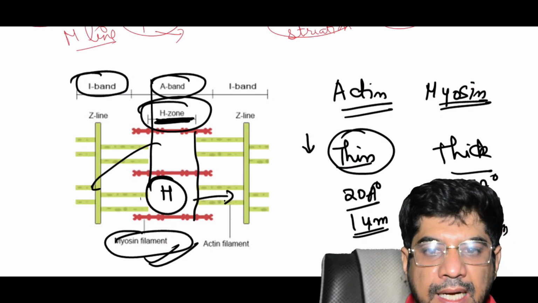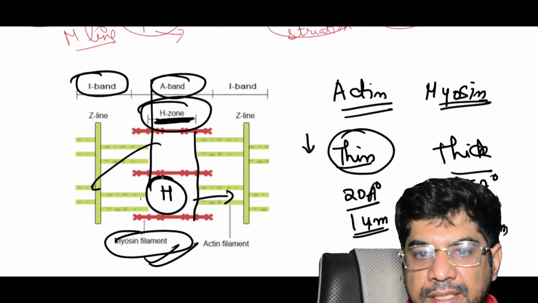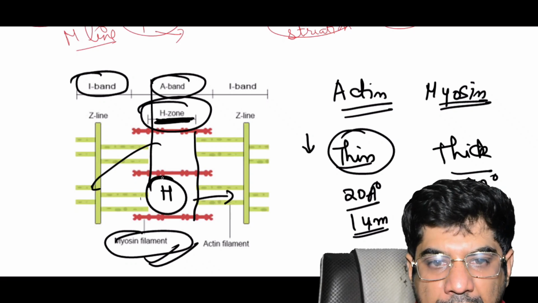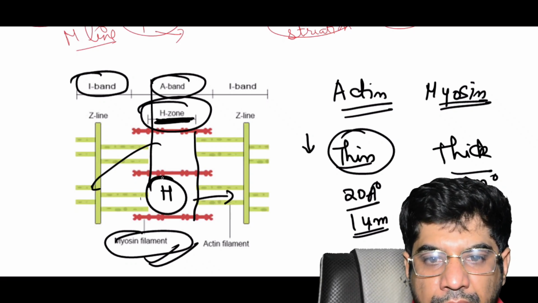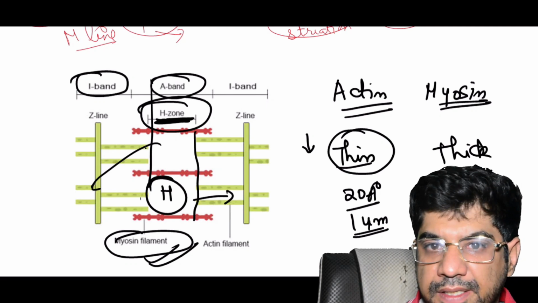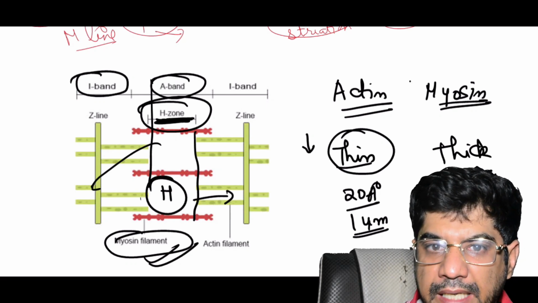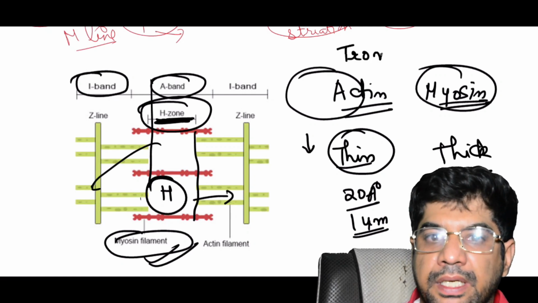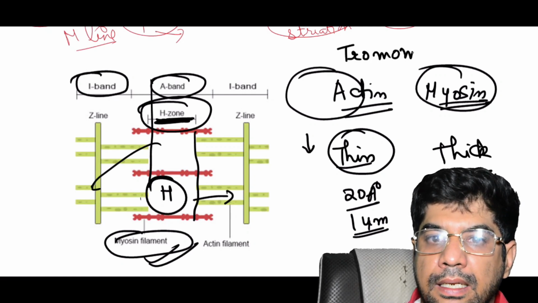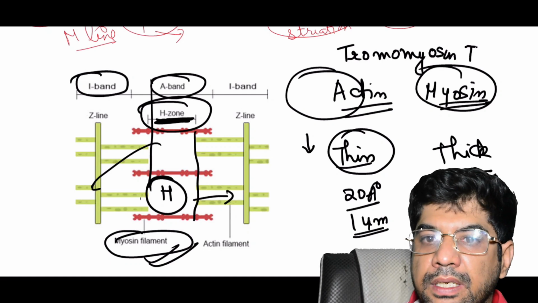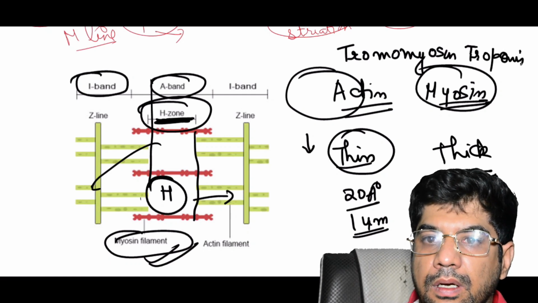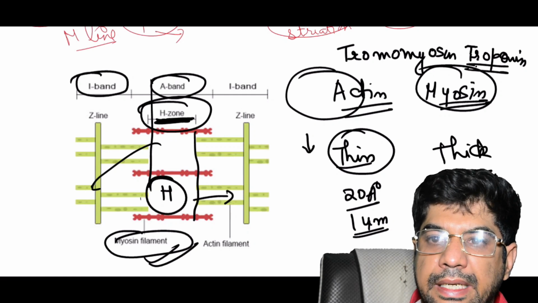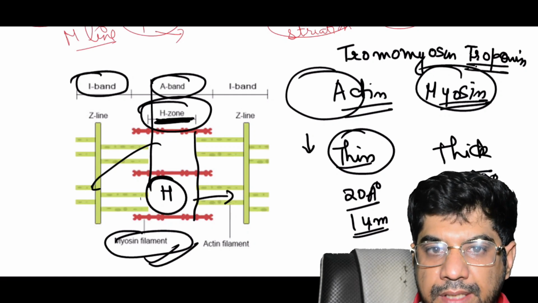So what happens to the Z line and H line during muscle contraction? The Z line approaches the end of the myosin filament and the H zone will shorten. Now the muscle contraction is facilitated by specific proteins that make up the myofibrils. The main contractile proteins are myosin and actin, along with tropomyosin and troponin. So these all play a role in muscle contraction.